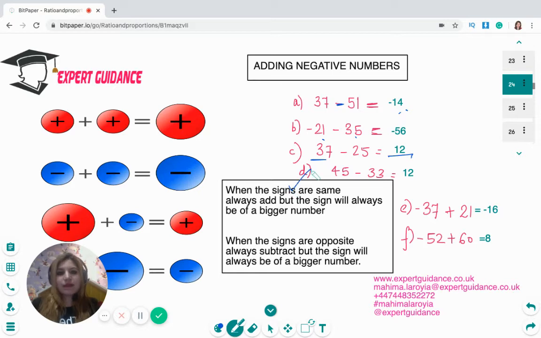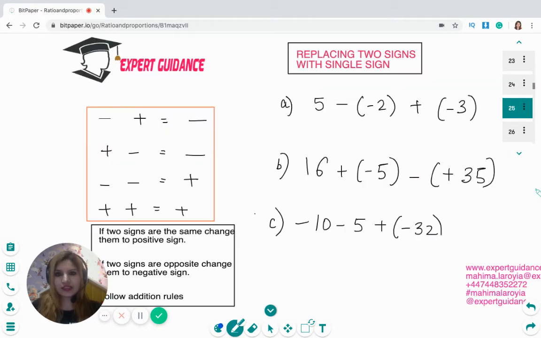The same thing happens in D. In E, the signs are opposite. We subtract the two numbers, but the bigger number is negative, so our answer will have a negative sign. And in the last question, the smaller number is negative, so the answer will be positive. So I hope this rule is clear to you.